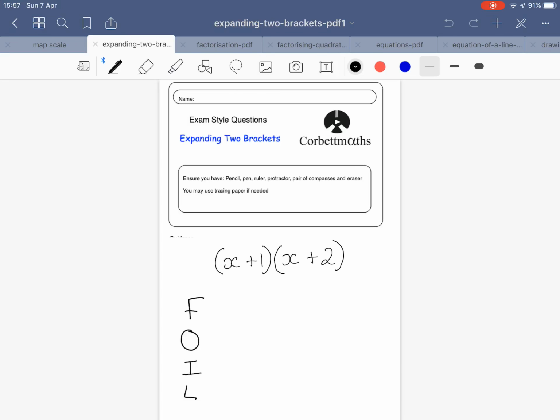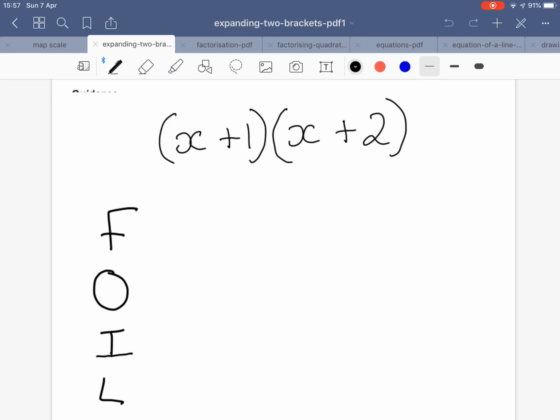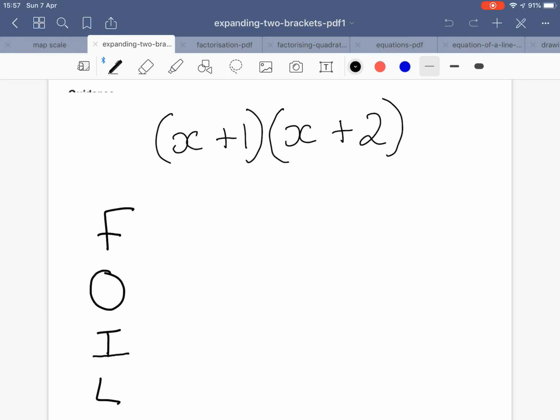Expand into brackets. When we expand two brackets, we use the FOIL method. So this is what your brackets would look like in a question. They would normally say expand and simplify. So you basically want to times everything in this bracket by everything in this bracket. And you've probably heard it called FOIL before.